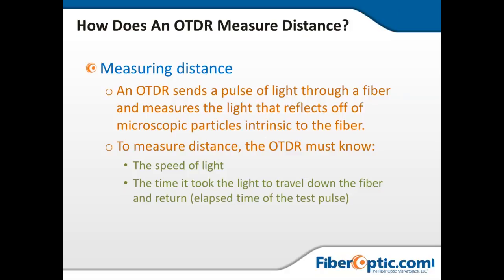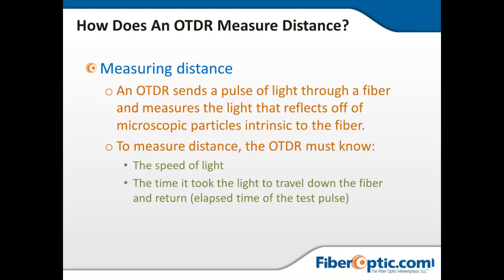So how does an OTDR measure distance? It's one of the things I just talked about briefly, and it's incredibly important to understand, so that as you're going through and making some of these decisions, you know what to look for. So an OTDR is basically going to send a pulse of light down the fiber, and like I said, look for very microscopic reflections off of the intrinsic particles inherent in the fiber. That's how it measures the loss and the distance.